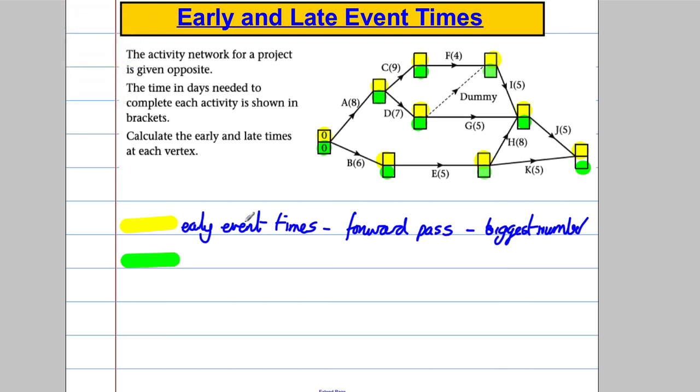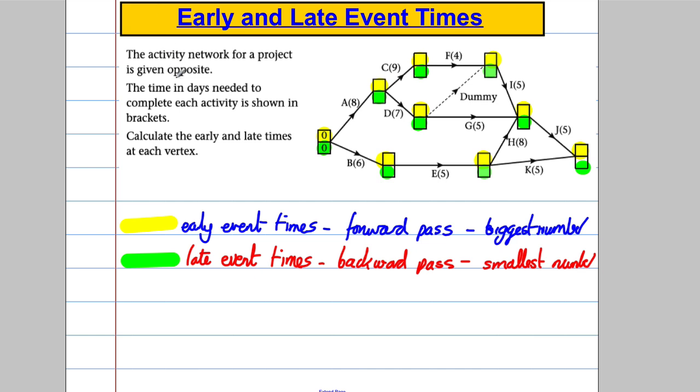And they're called the late event times. What do they mean again? Well, they're the latest time I can leave this event so as the project is not delayed in going forward. I calculate these doing a backward pass, and I'm looking for the smallest number when I'm doing that backward pass. So let's see if we can have a go at doing these.